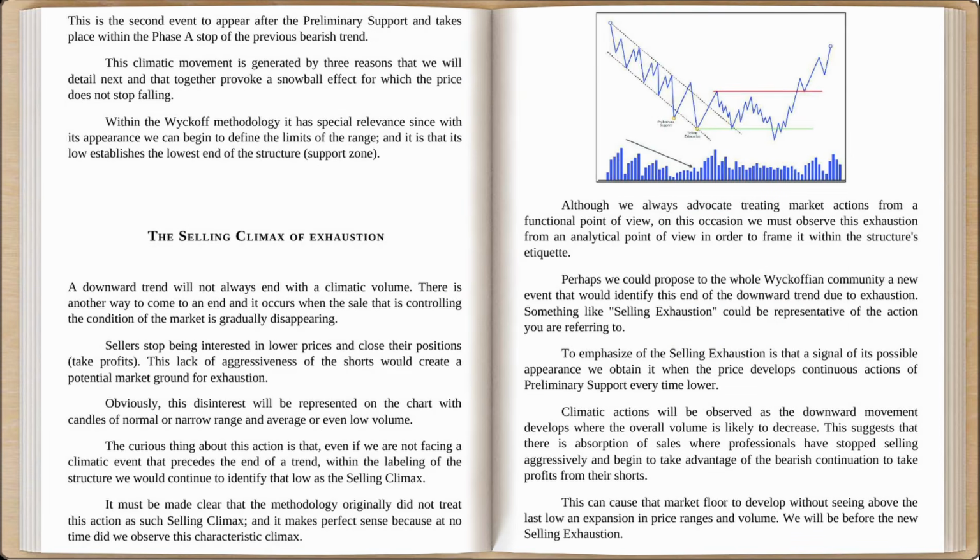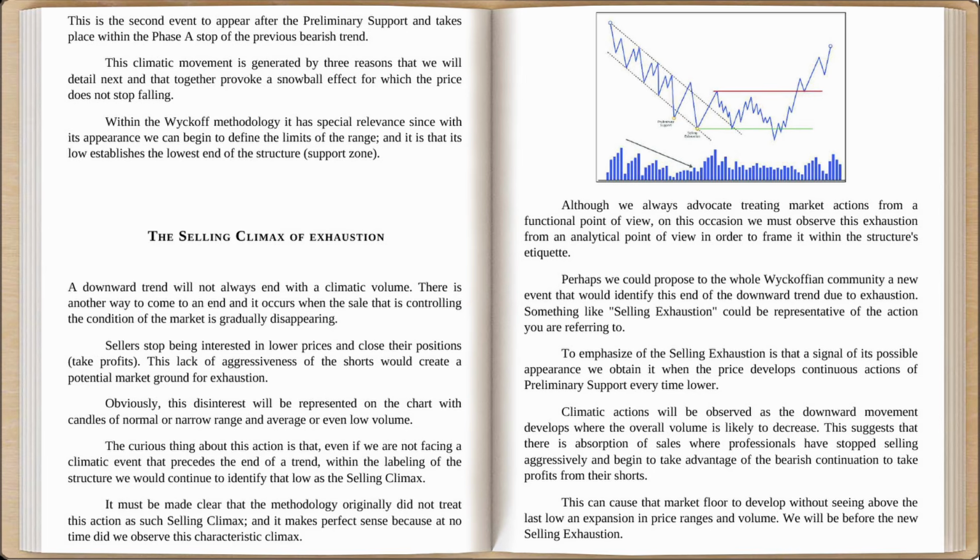This is the second event to appear after the preliminary support and takes place within the phase A stop of the previous bearish trend. This climatic movement is generated by three reasons that we will detail next, and that together provoke a snowball effect for which the price does not stop falling. Within the Wyckoff methodology, it has special relevance since with its appearance, we can begin to define the limits of the range, and its low establishes the lowest end of the structure, support zone.